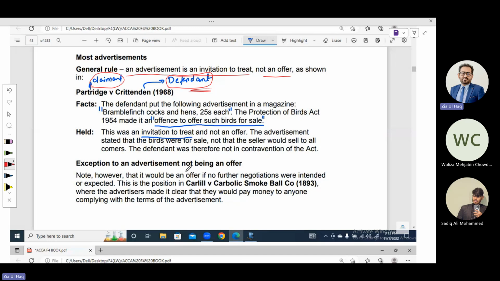So the court decided this was not an offer. This was an invitation to treat. So you cannot take any action against C. The advertisement stated that the birds were for sale, not that the seller would sell to all comers. The defendant was therefore not in contravention of the act. Meaning there was no contract because that was not an offer, that was an invitation to treat. So an advertisement will be considered an invitation to treat rather than an offer. But there is some exception.